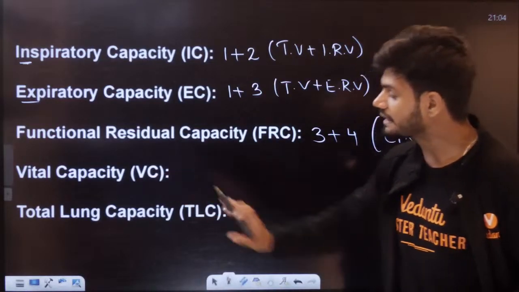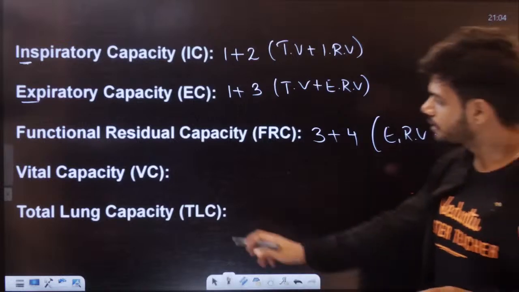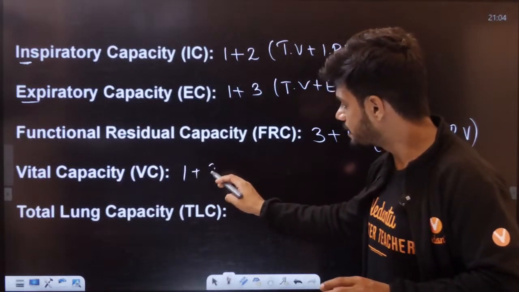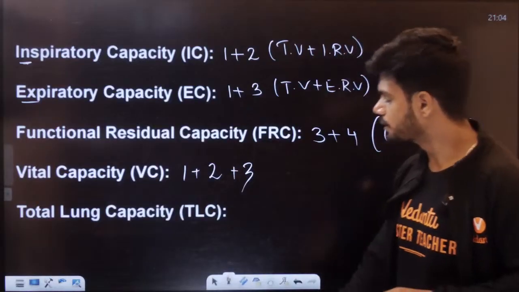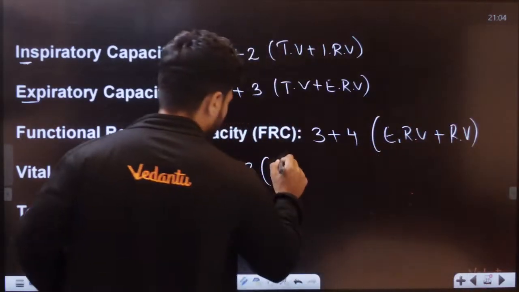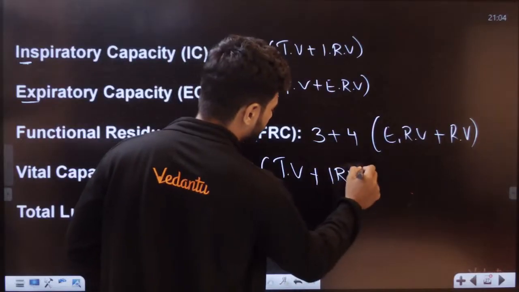Now, what is vital capacity? Vital capacity is very important for us. First tidal volume, then forcefully inside, then forcefully outside. 1, 2, 3, 4. That is tidal volume plus IRV plus ERV.